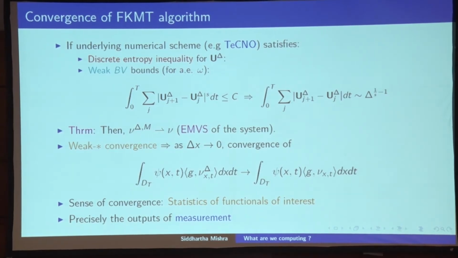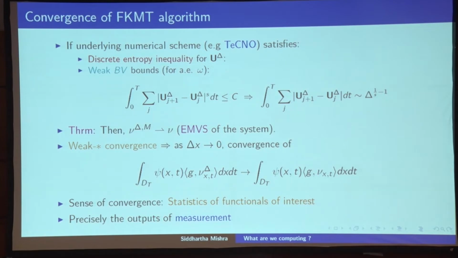It turns out that it does converge if your numerical method satisfies a discrete entropy inequality, and it satisfies something called a weak BV bound. So the derivatives in this problem will always blow up. That means there is no control on the derivatives in any strong sense. Instead, what we have is a rate at which the derivative blows up. So this is written here in one dimension.